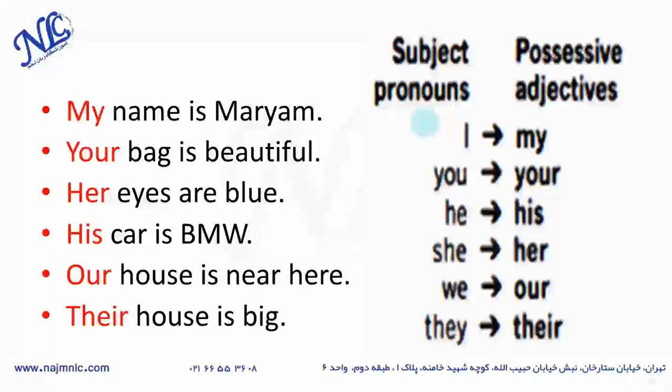Look, here we have subject pronouns. You know subject pronouns. I, you, he, she, we, and they. Here we have possessive adjectives. I, my, you, your, he, his, she, her, we, our, they, their. We call them possessive adjectives.